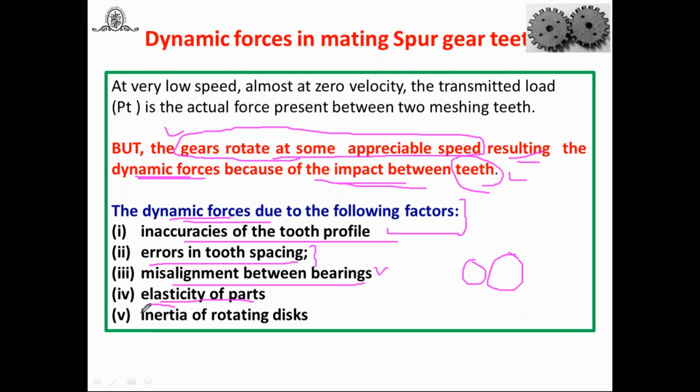And the last one is inertia of the rotating disc or rotating gear. The teeth engage, but the size of the gear varies from small gear to large gear, and because of that, inertia also plays an important role in inducing the dynamic forces. These are some of the factors because of which dynamic forces are induced. Try to understand. I hope you are getting these points. Why are dynamic forces induced in meshing spur gears?